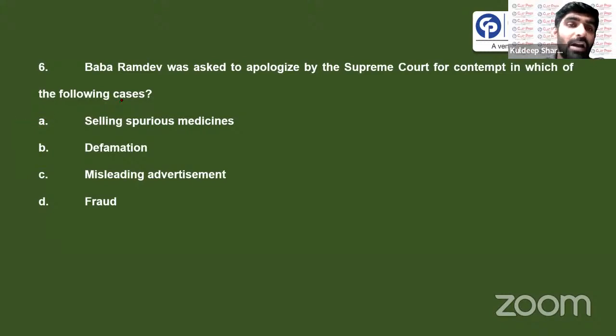Moving on. Baba Ramdev was asked to apologize by the Supreme Court for contempt in which of the following cases? So again, it is front page news, Baba Ramdev. You should know what the actual issue is. Is it for selling of spurious medicine? Was it a defamation issue? Was it misleading advertisement? Or was it fraud? So the answer would be C, misleading advertisement.